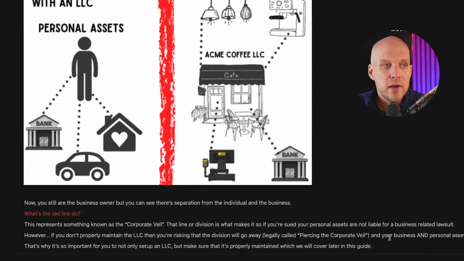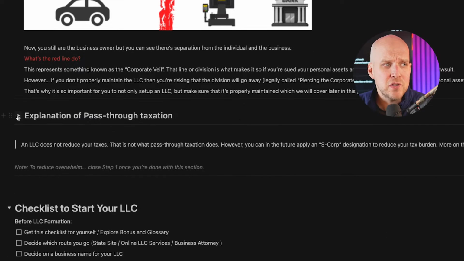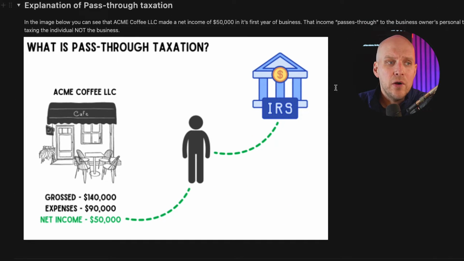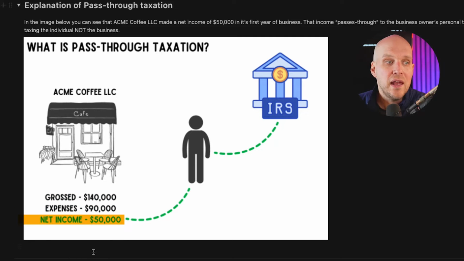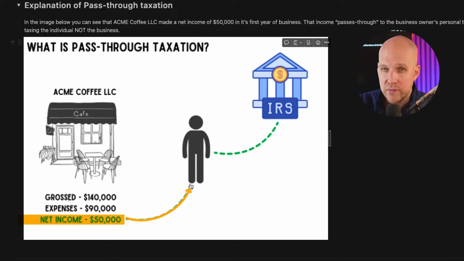Now, what I want to talk about next, though, is an explanation of pass-through taxation. The IRS is not taxing Acme Coffee LLC. What you can see here is you've grossed $140,000. You've had $90,000 in expenses, resulting in $50,000 of net income. That net income passes through onto the business owner's personal tax return, also known as flow-through taxation. If you ever hear those, they're interchangeable. So I just wanted to make you aware that the IRS is taxing you on your personal tax returns with an LLC.